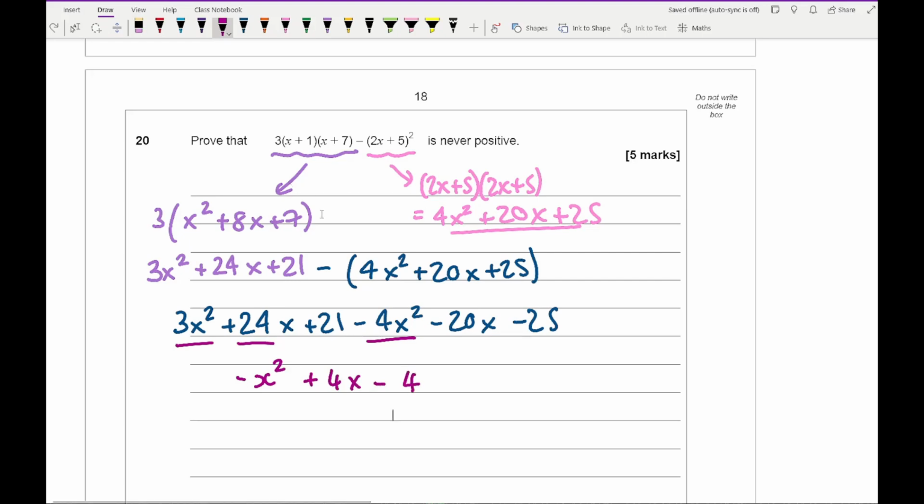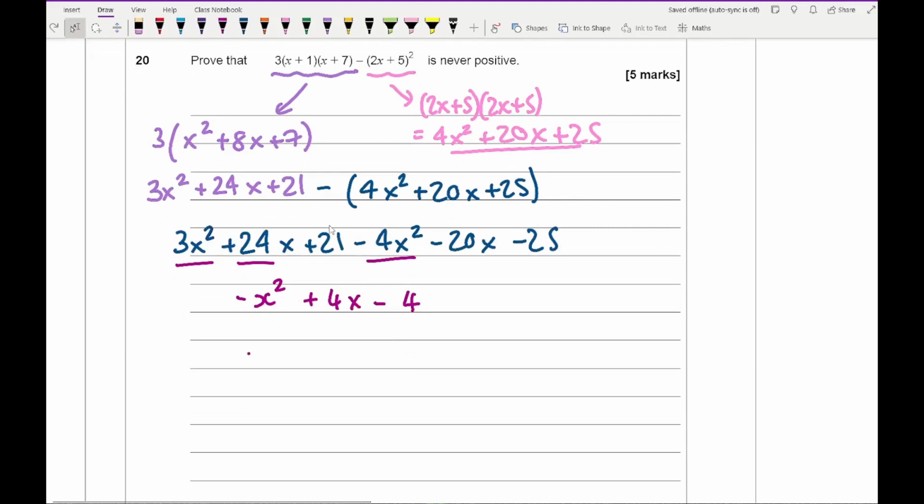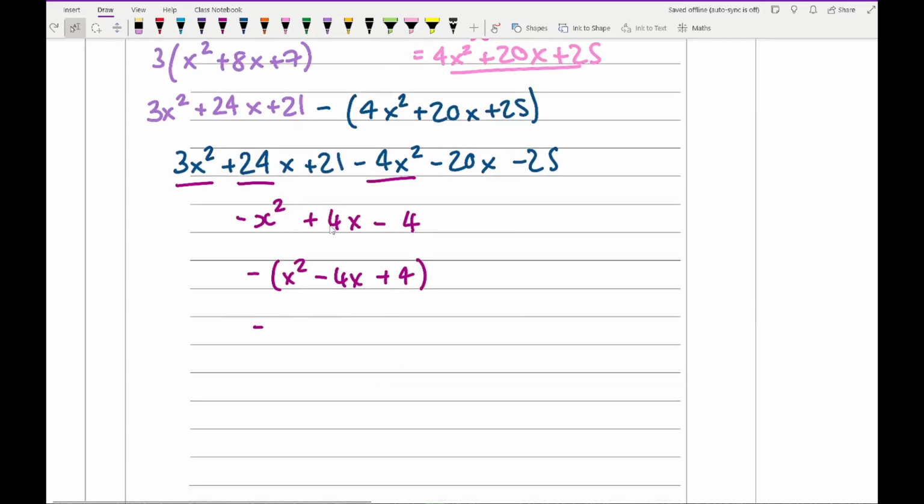So then from this, as you can see, I can take a minus out, in which I end up with x squared minus 4x plus 4. And does this factorize? Yes, it does. I can write x minus 2 squared. So as you can see, this bit here is always going to be greater than or equal to 0.